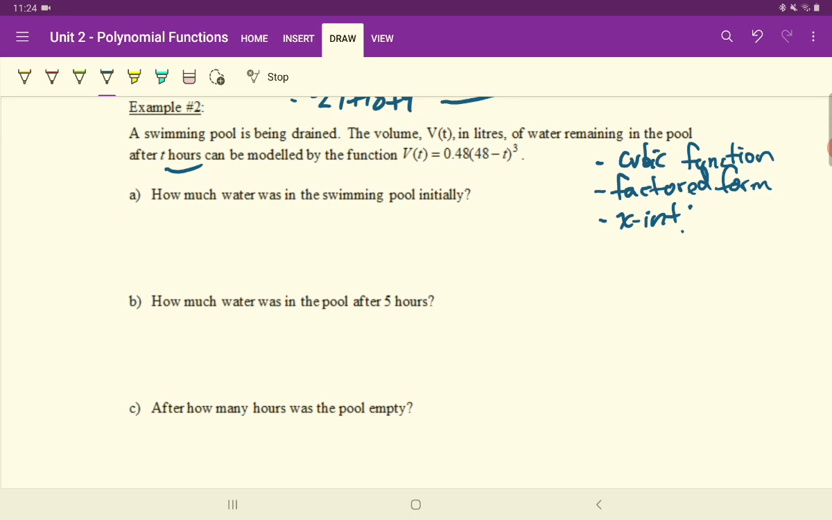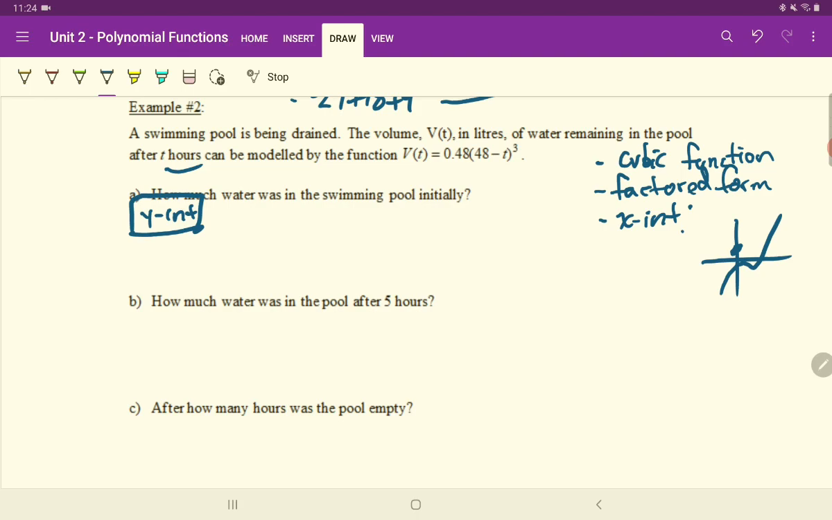All right, so let's answer. How much water was in the swimming pool initially? Okay, so ask yourself, what do I need to do? Obviously you need to substitute something in to find out what the initial volume was. Now remember, your initial volume is going to be something like this. Let's say this curve looks something like this, something along these lines. It's a cubic function. So the initial volume is wherever the y-intercept is. So we are looking for the y-intercept. That's what we're looking for in this question.